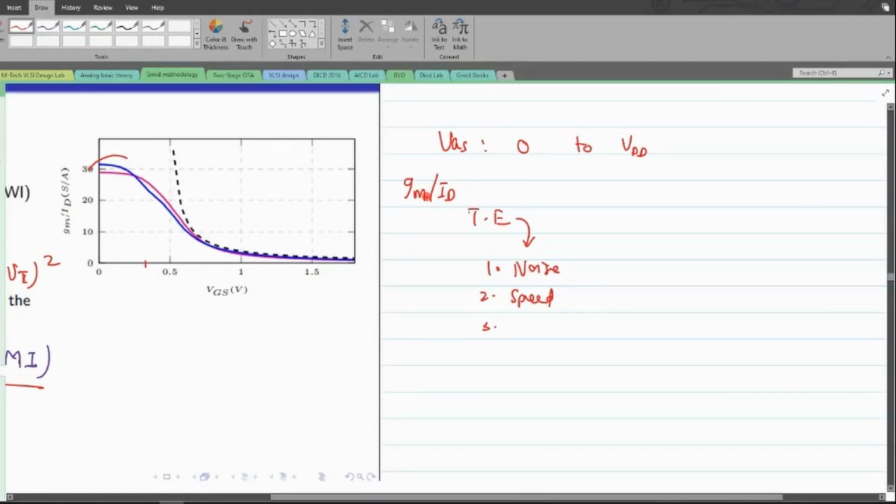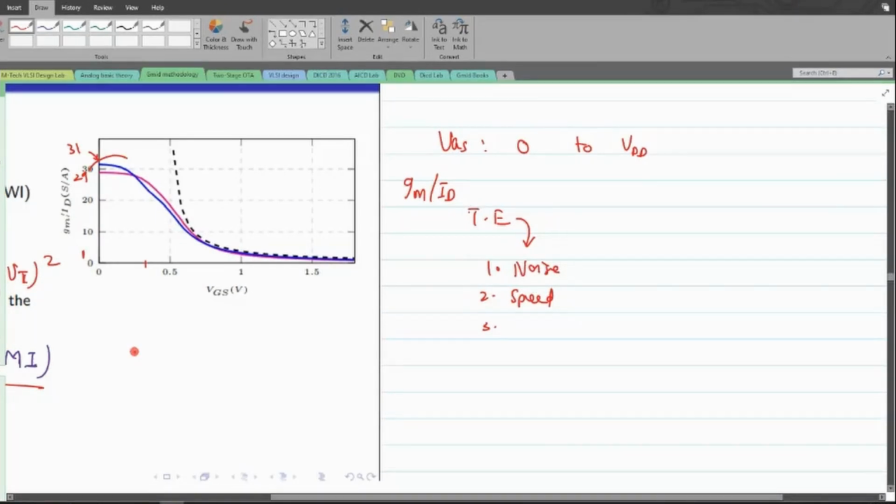You can see from this GM over ID that the range of values along the y-axis goes from 1 all the way to a maximum of 30, or sometimes, if it is a shorter channel, you end up with a value closer to 29. Or you may end up with a maximum value of 31, depending on the different channel lengths. So there is a particular range of values.